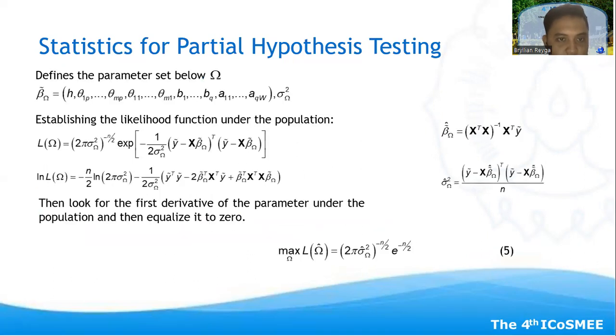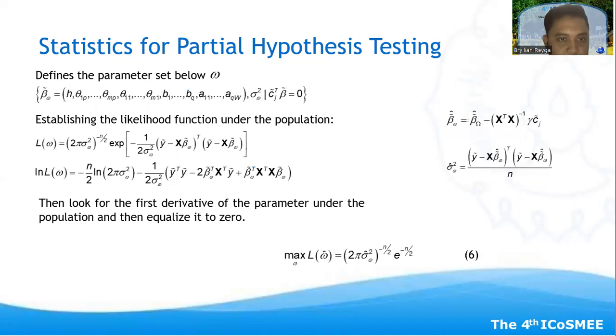Define the parameter set under grid omega as follows. Establish the likelihood function under the population as follows. Then find the first derivative, the partial derivative of the parameters under the population, and equate it to 0. We obtain beta grid omega hat and sigma grid omega hat.